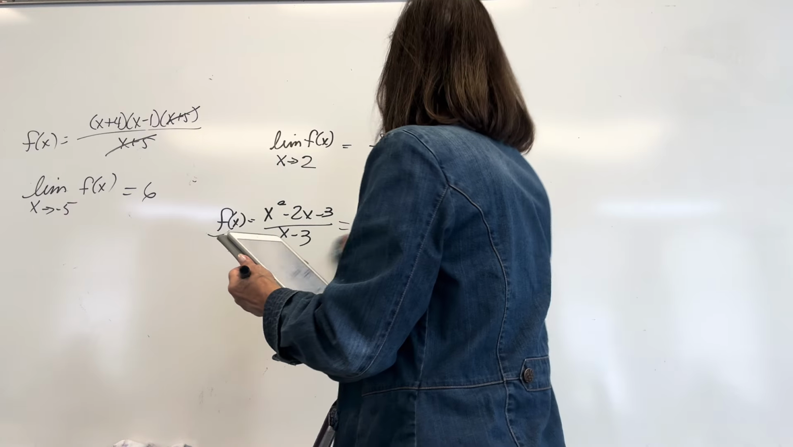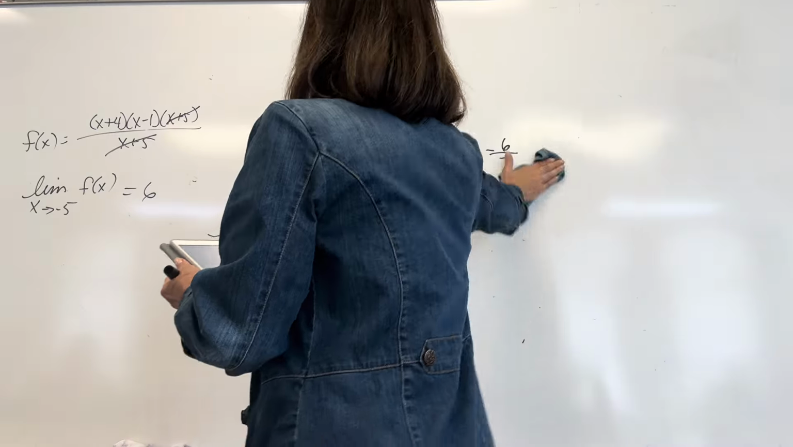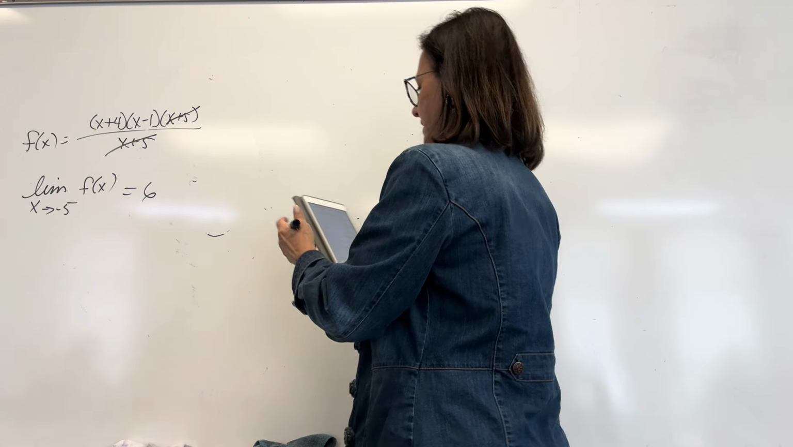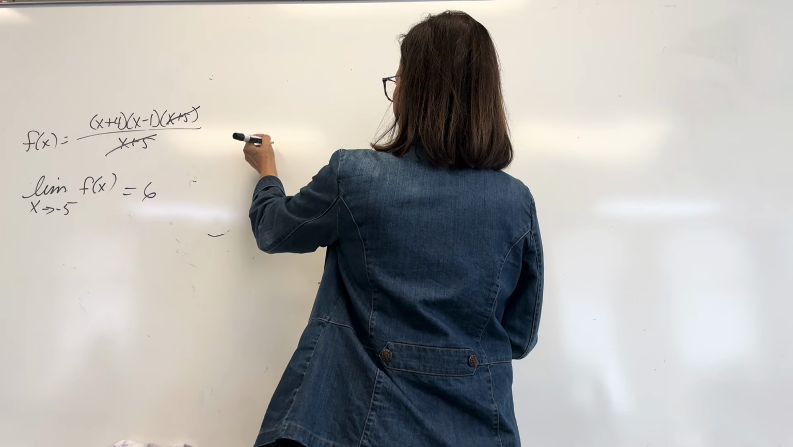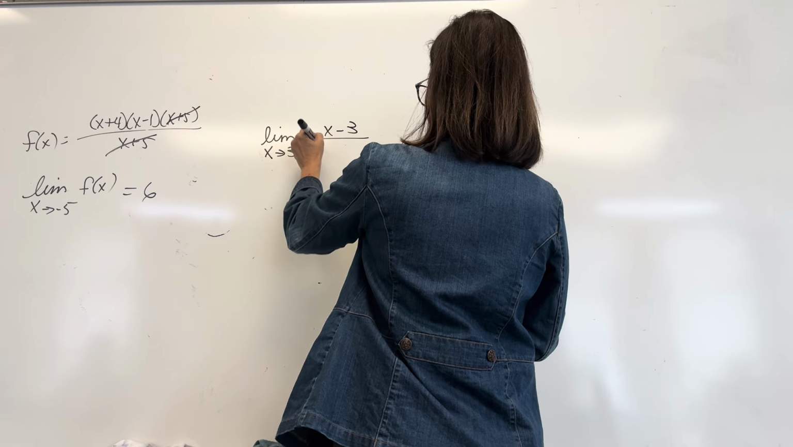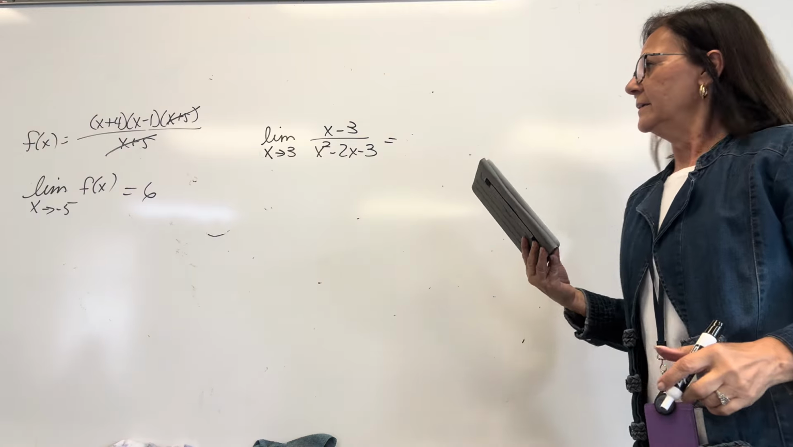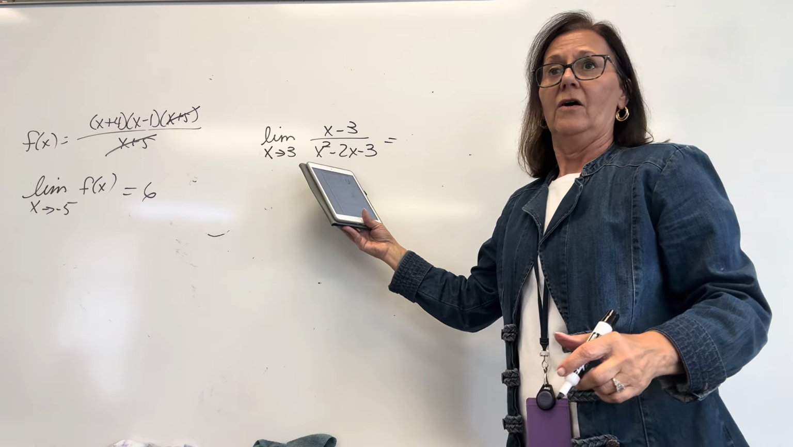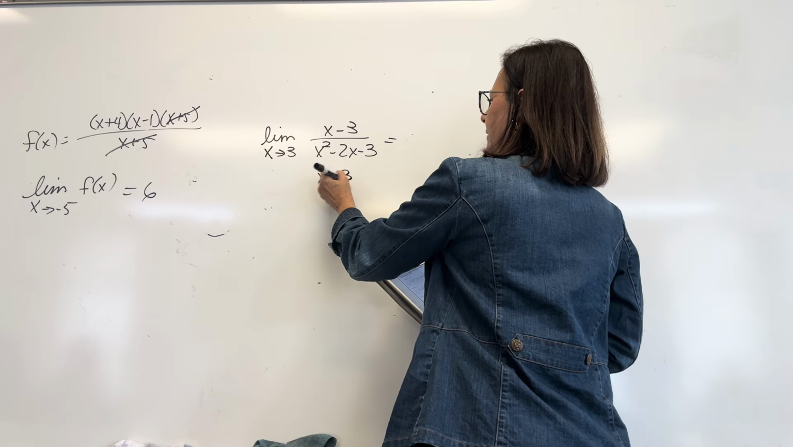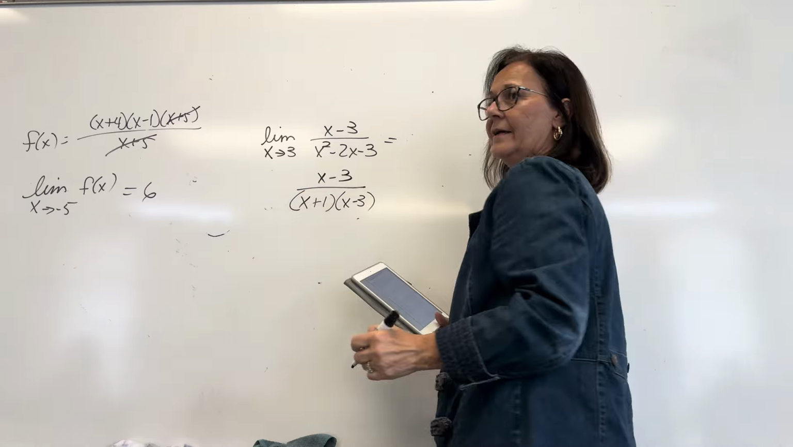Let's see if we have a removable discontinuity. All right, so this is the limit as x approaches 3 of x minus 3 over x squared minus 2x minus 3. All right. Let's factor. Always first think of factoring. Factor that denominator for me. We just did. x plus 1, x minus 3.